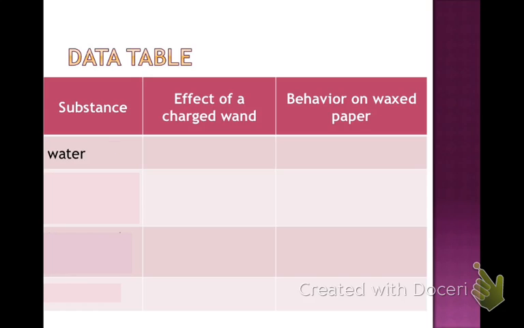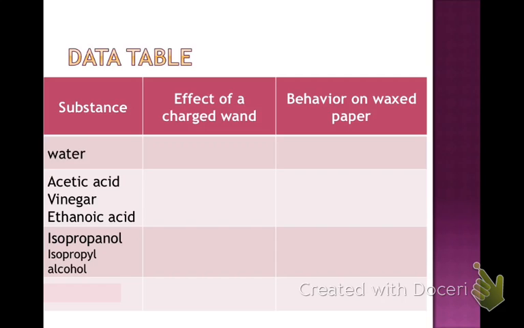Here are the 4 liquids. One is water. The next has 3 names. It's called acetic acid, vinegar, and ethanoic acid. So make sure you write down all 3 names. It's just one substance though, so you're just testing one substance when you're at that station.